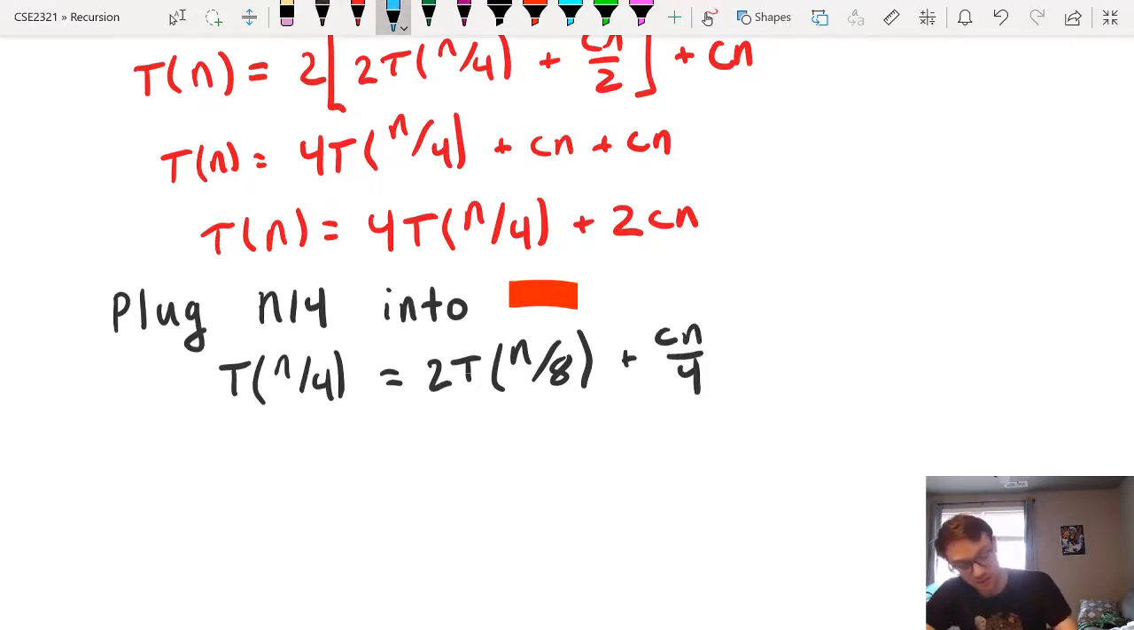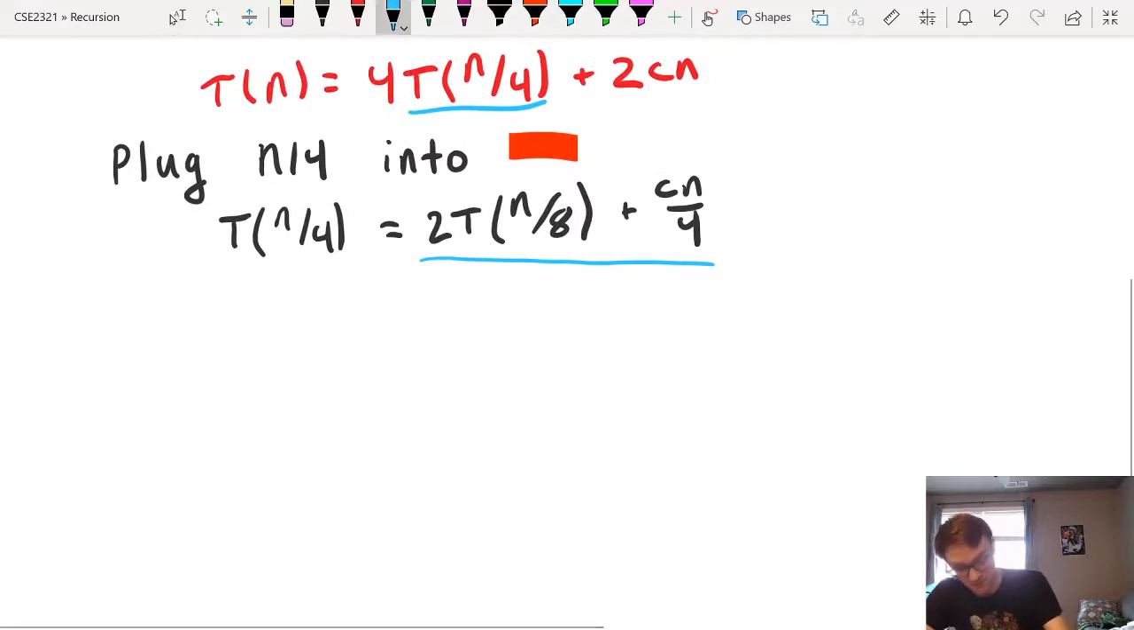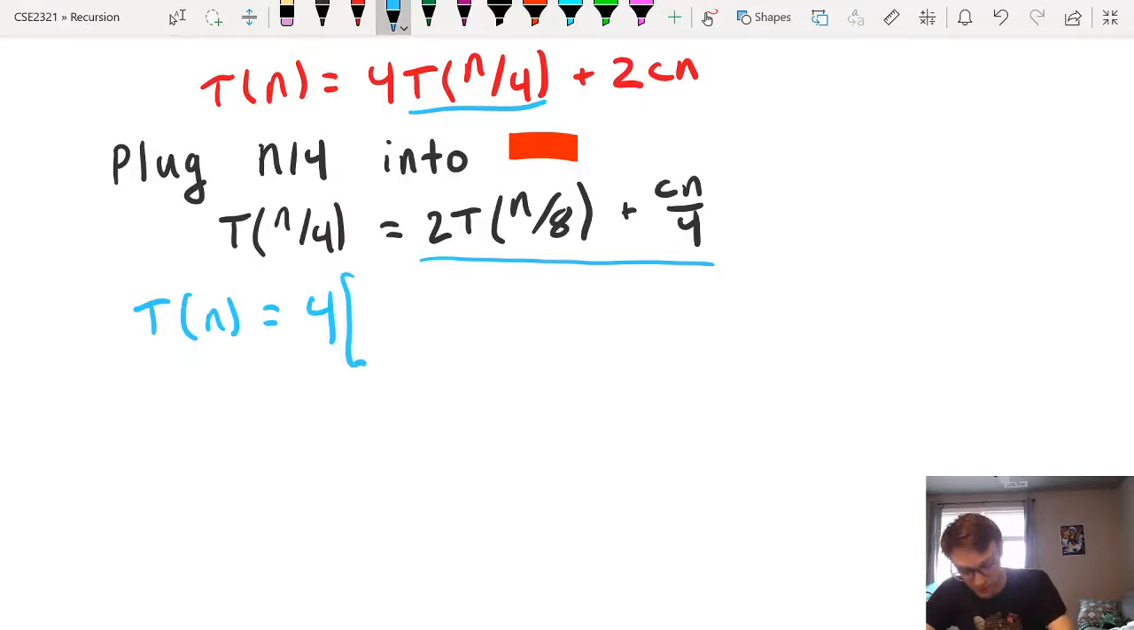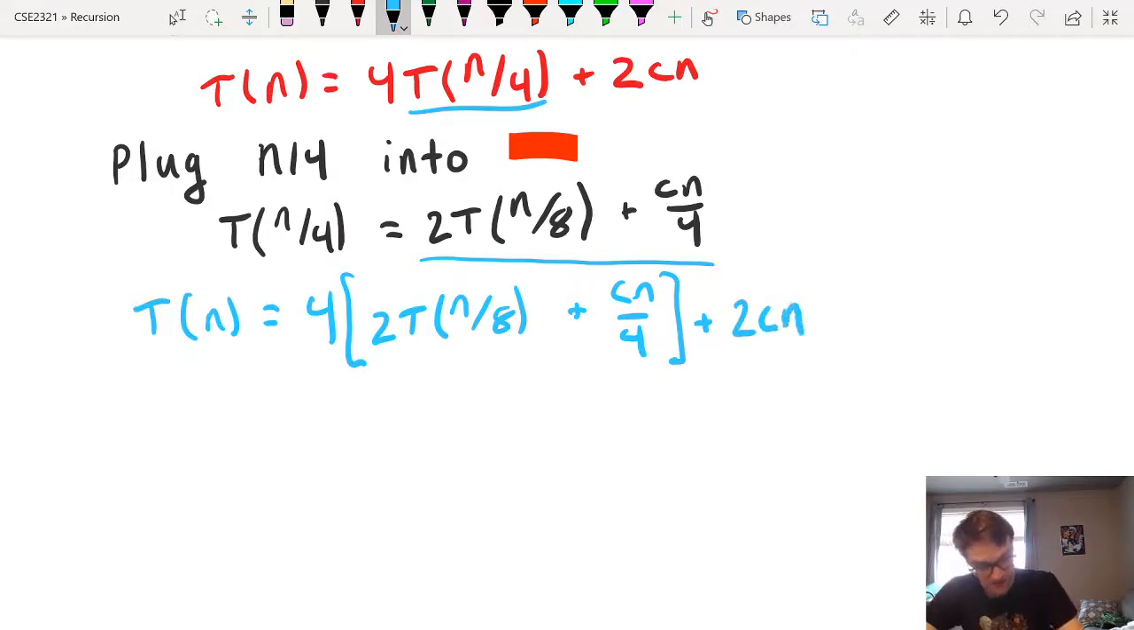We're now going to substitute that right-hand side, 2t n over 8 plus cn over 4, in for t of n over 4. Doing so, we have t of n equals 4 times the thing I've underlined in blue there, 2t of n over 8 plus cn over 4 plus 2cn still from the original equation there. Now distribute the 4 and let's see what happens.